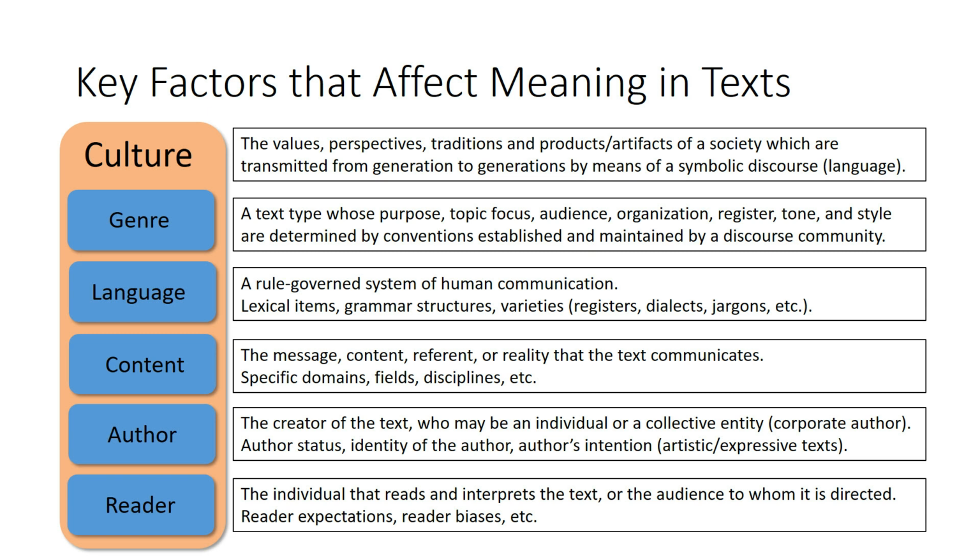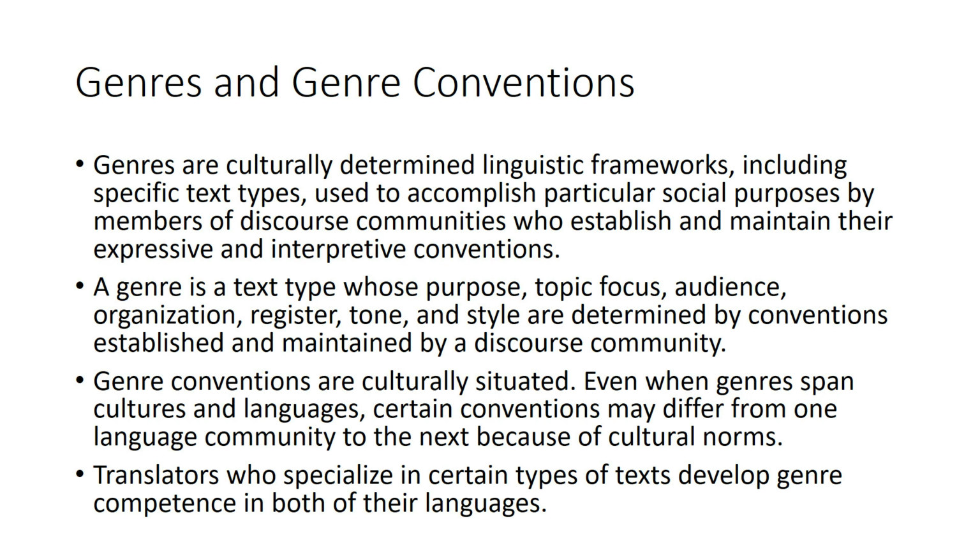The reader. The reader is the individual that reads and interprets the text, or the audience to whom it's directed. Associated concepts are things like the expectations of the reader. The reader is associated with the target language and target culture. Readers have biases and things like that. So again, I just wanted to give you a little bit more information about some of these key factors that affect meaning in texts. All right, we're going to shift gears a little bit, but not really, because the concept of genres and genre conventions is incredibly important to both understanding how meaning is created in texts, how we should interpret it, and how we should reformulate it.